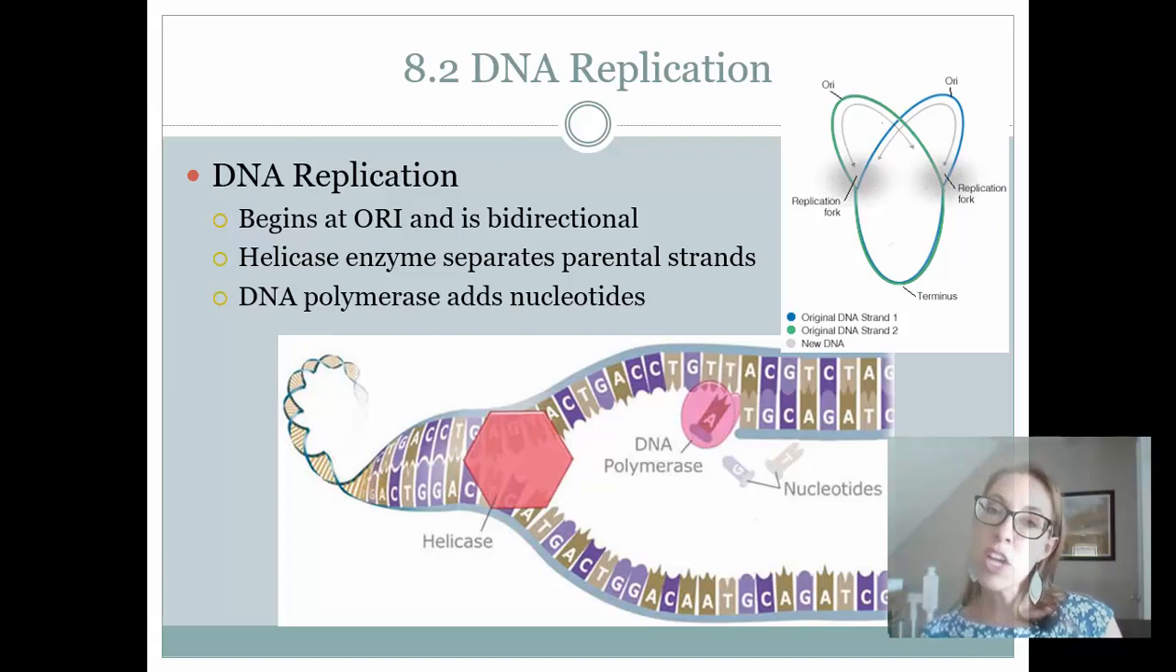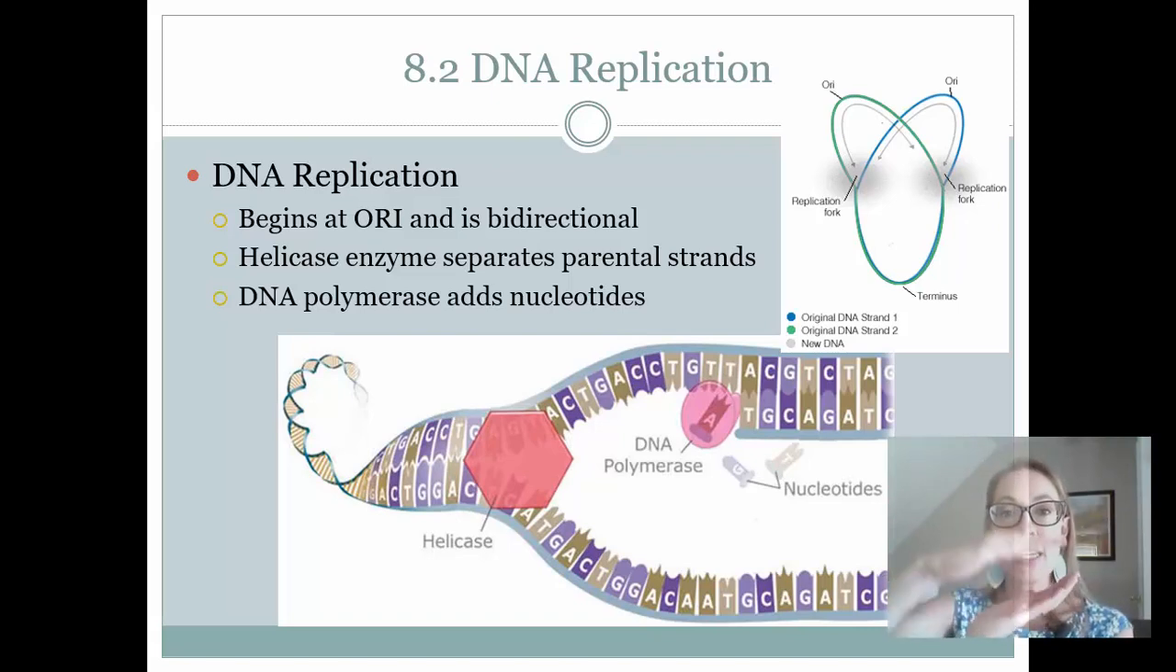We've talked in general terms briefly about how this replication begins. We said that it starts at the ORI, which stands for the origin of replication. So the origin of replication is where DNA polymerase is going to have those strands separated so that it can access the nucleotides on each of those parental strands.